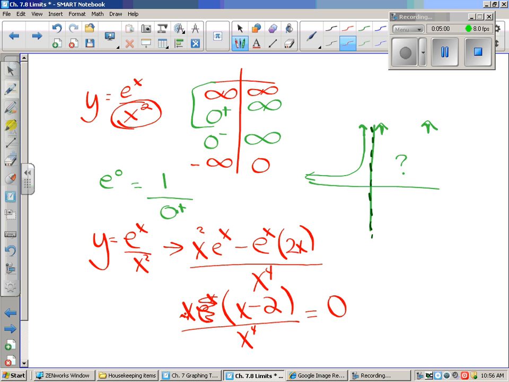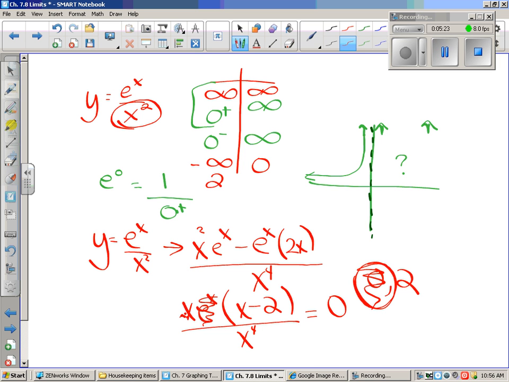e to the x will never equal 0, so that's not going to give me some value here, right? And we would have x minus 2. So you're like, okay, 0 and 2. What's the problem with that? 0 is not going to do anything for it, right? Because it's going to make that thing undefined. So 0's out. So all I really needed to do was look at 2.